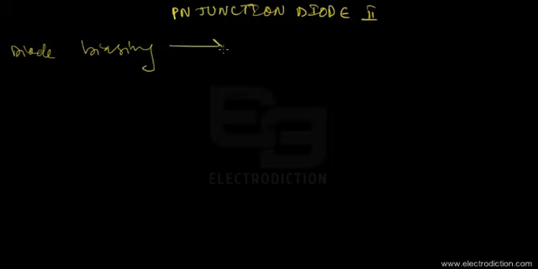So what do we mean basically by the term biasing? Well, biasing refers to an application of an external voltage across a P-N junction diode. So imagine this is a P-N junction diode. Before moving on through this topic, let me just say why do we need to bias?